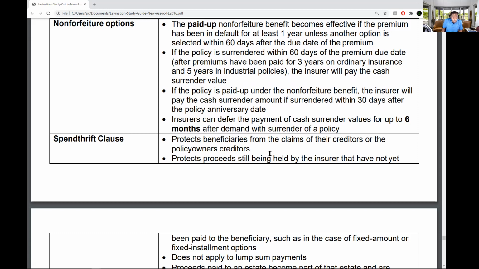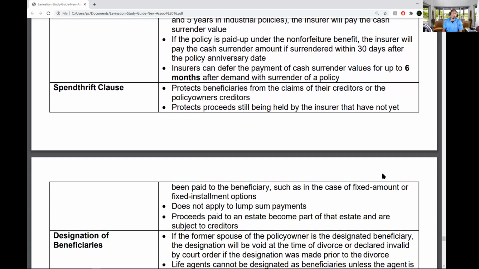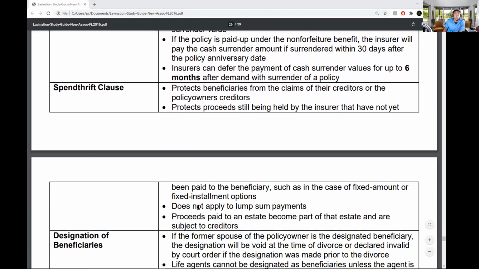It is to protect the beneficiary from the claims of their creditors. That's Gene's own creditors as well as my creditors, so they don't go after the money. It protects proceeds still being held by the insurer, the insurance company, that have not yet been paid. Sometimes the company holds the money and pays a small amount at a time, so creditors cannot see that they have a lot of money. That's the reason we talk about that. It protects the beneficiary.